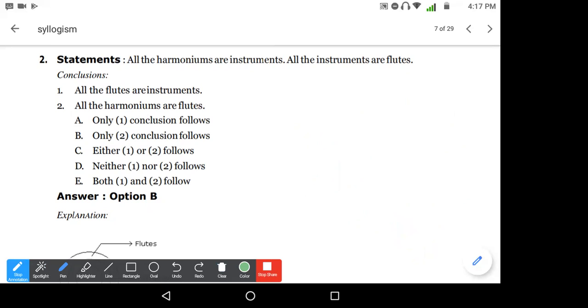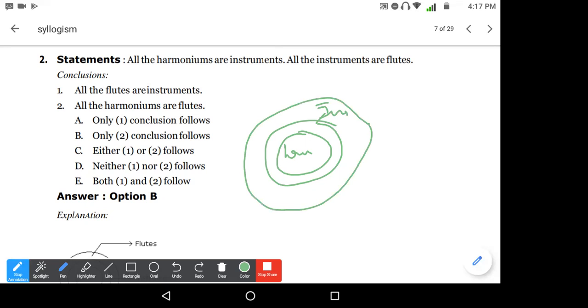Let me do that again. All the harmoniums are instruments. This is instruments. All the instruments are flutes. Okay, all means, now see, this circle is already included. So which means what all will come here, no? Everything will be included in flute. That is the statement. Now let us see the conclusion.